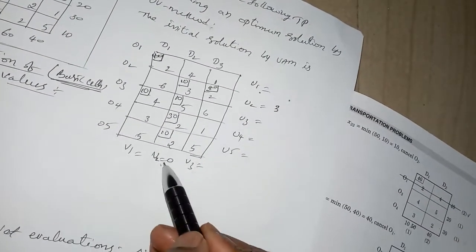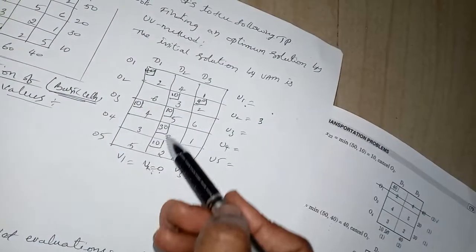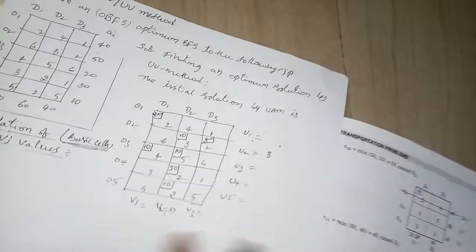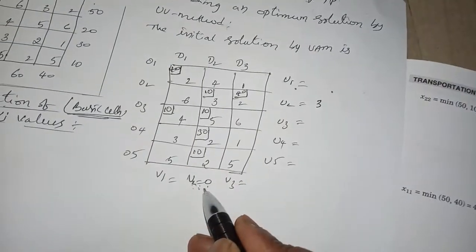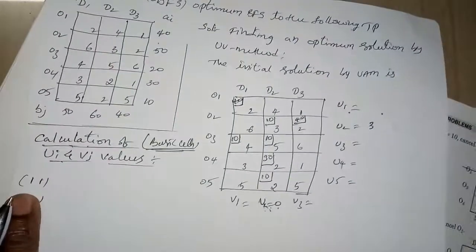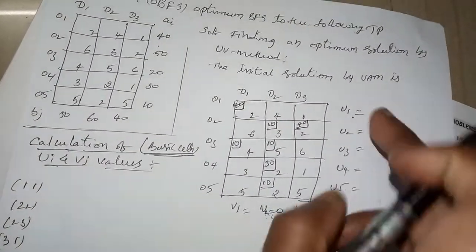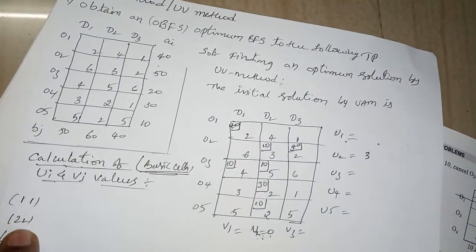Why did you take V2 as 0? Because in this corresponding column I have many basic cells. You can give that priority, or otherwise go with the arbitrary choice. So V2 equals 0. Then you have to find (1,1). In (1,1), U1 and V1, both values are unknown, so don't go with the first one. Then move to the second one.